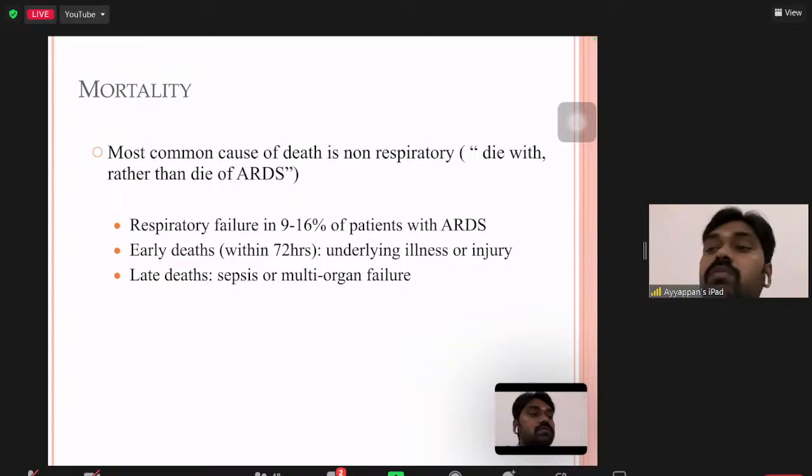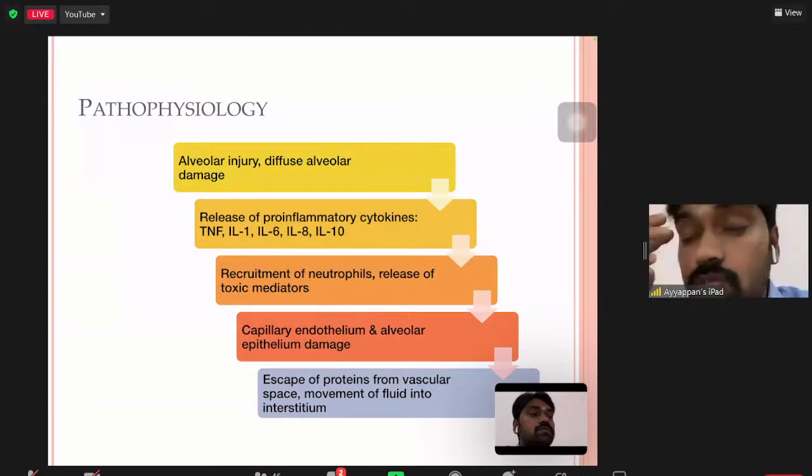Only 9 to 15% of patients die because of respiratory failure, and nearly 80% of the remaining patients die because of the primary injury. In the case of sepsis, they die because of sepsis and multi-organ dysfunction. In trauma, they succumb to trauma-related issues, probably hemorrhagic shock or massive transfusion-related issues. Majority of the time, people die with ARDS rather than of ARDS, and ARDS is a final common endpoint for the majority of diseases. So, with this knowledge about ARDS, we will discuss the pathophysiology of ARDS.